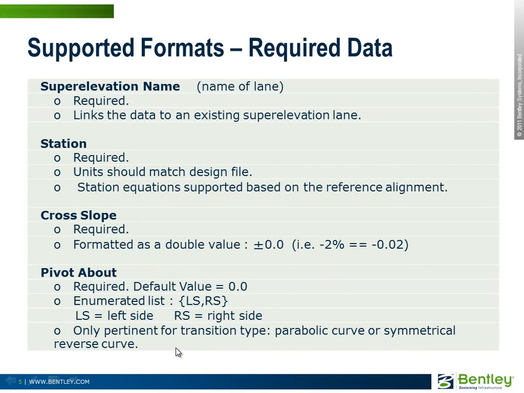And you can see here some of the information. This is the required information that I just mentioned. And you can see we've got the name, station, cross slope, pivoting. And you'll notice down here under the pivoting where I said left side, it's only used for the parabolic or the symmetrical. However, it is required, so the easiest thing is just to put either left side or right side, and you've got it made. The other thing, again, cross slopes, make sure that you show with the minus sign if you need it. And if you're using, for example, 2%, then you're going to have 0.02.